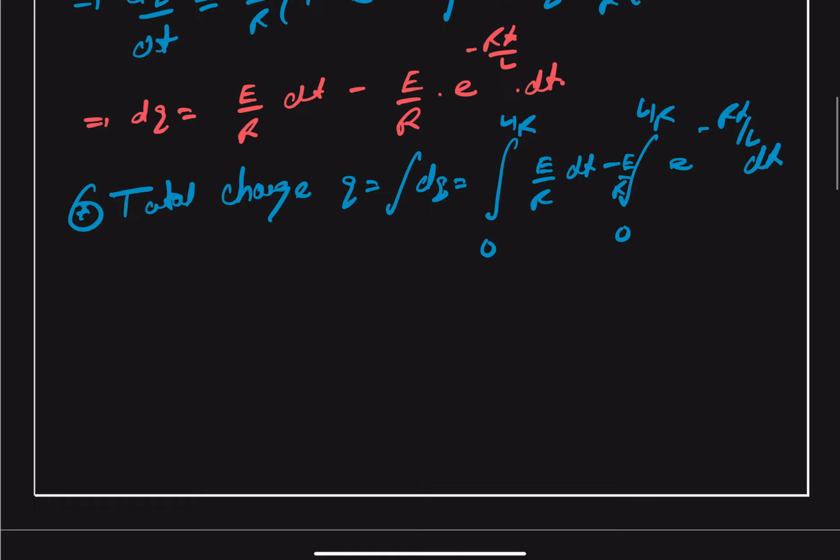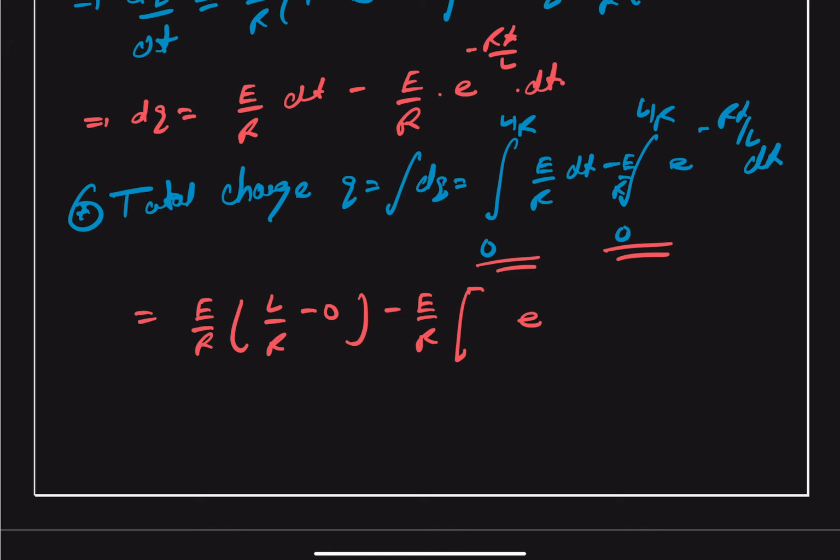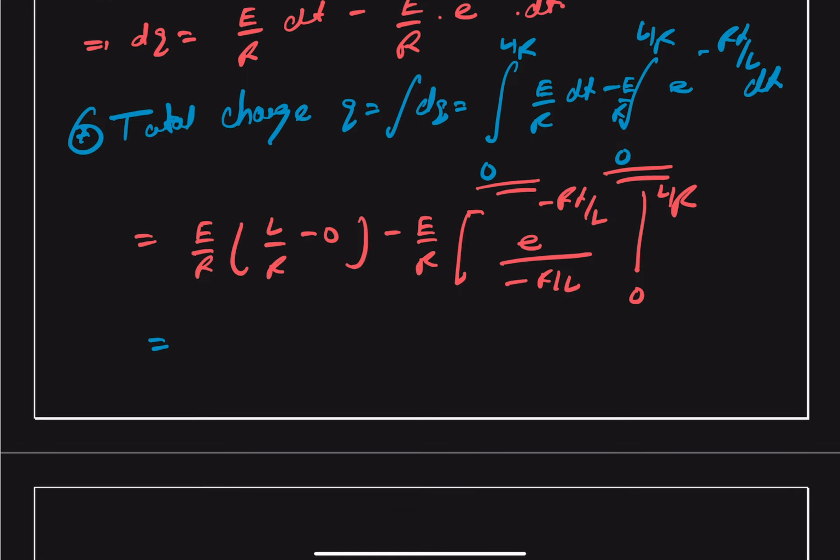Now it is quite straightforward. The first part will be giving us E upon R, and here we have upper limit L upon R minus 0, and the second part will be giving us E upon R times e raised to power minus RT upon L divided by minus R upon L. The limits are from 0 to L by R. So we can write this as E upon R times L upon R, minus, and minus minus will be plus, so this will be EL upon R square.